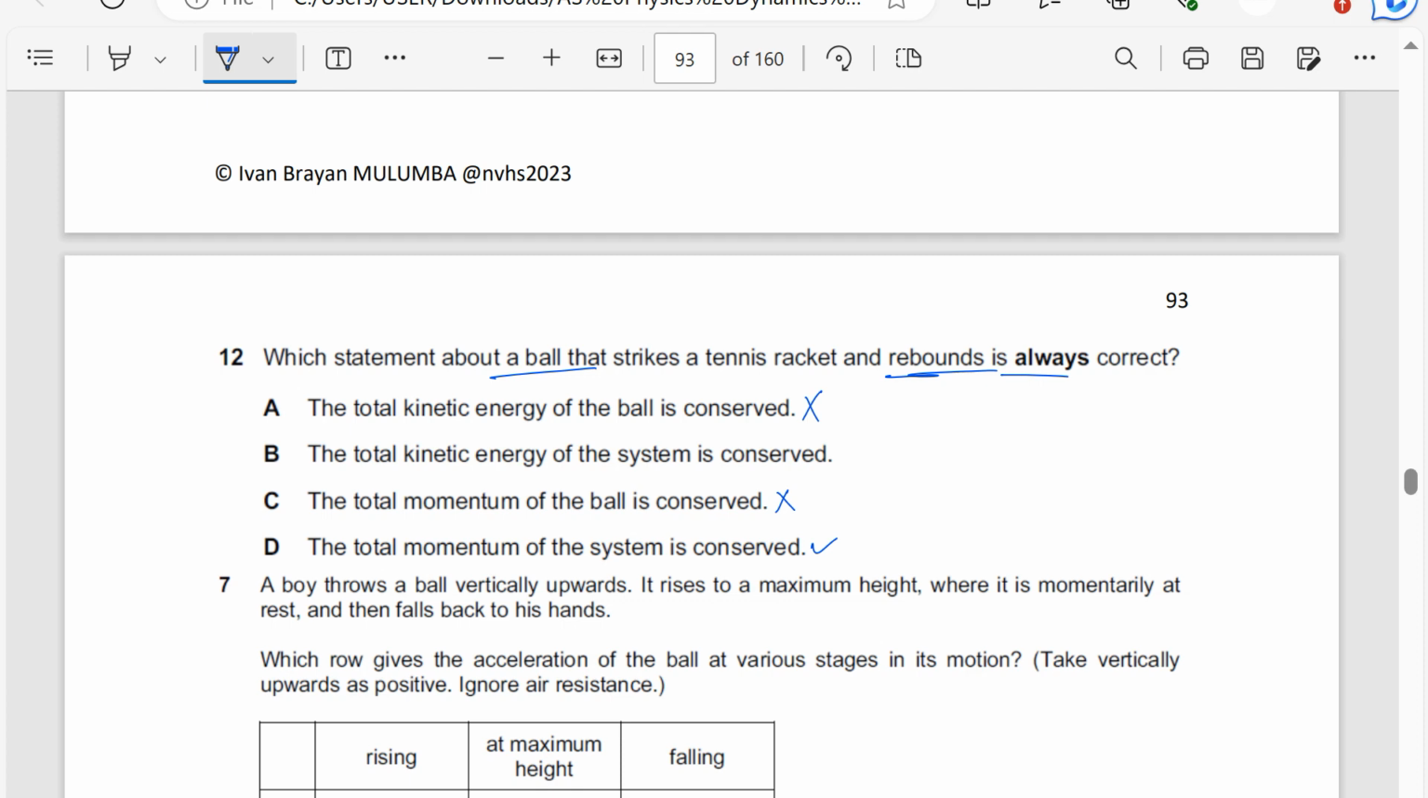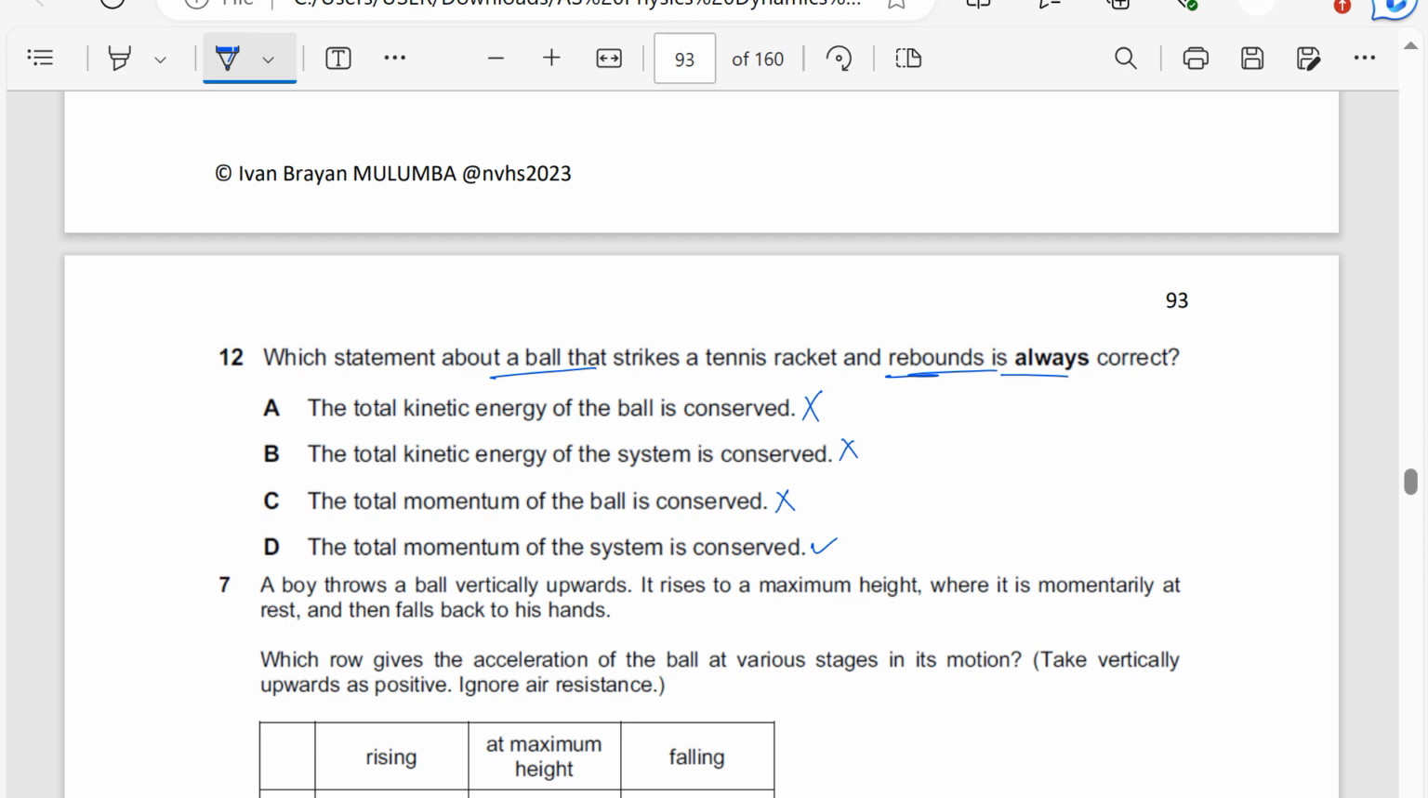if the ball hits the racket, then some energy could be lost or some energy is gained from the racket. So the total kinetic energy before and after may not be the same. So total kinetic energy is not conserved. Kinetic energy of the system is conserved? This may not be conserved because even the racket may warm up.